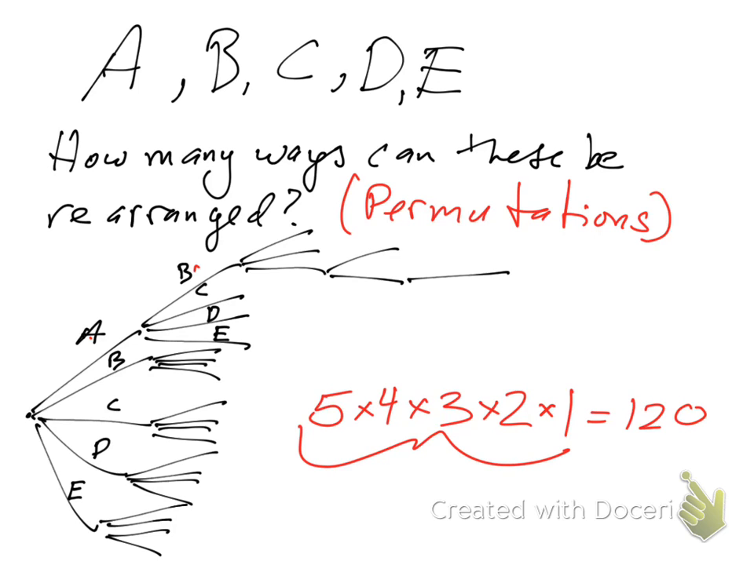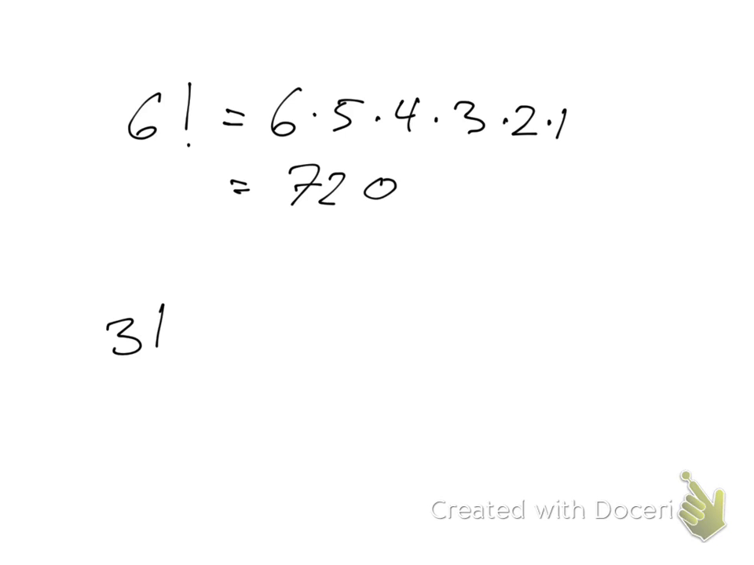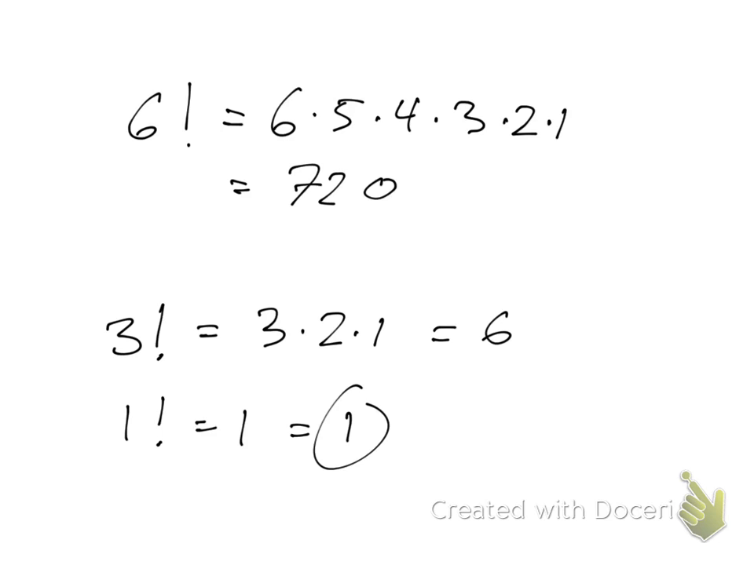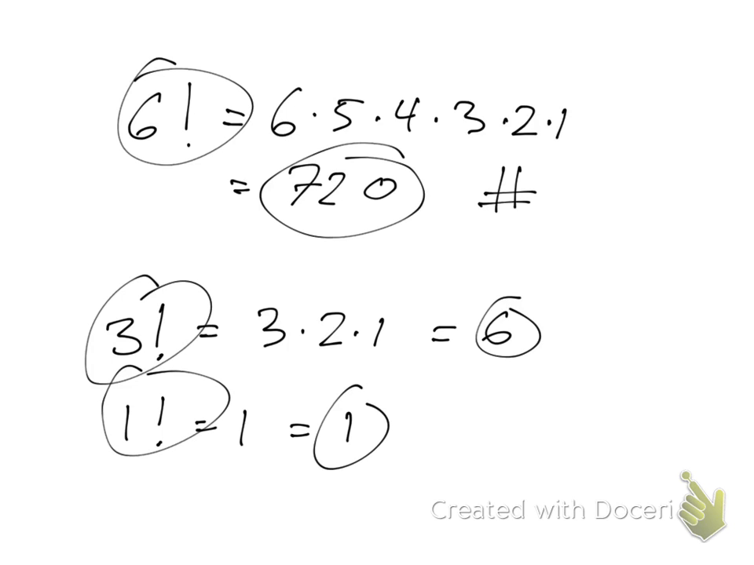And this product, where you take 5 times 4 times 3 times 2 times 1, is referred to as 5 factorial. And 5 factorial means you multiply all of the positive integers between 1 and 5. So, for example, 6 factorial is 6 times 5 times 4 times 3 times 2 times 1, which is 720. 3 factorial is 3 times 2 times 1, which is 6. 1 factorial is simply 1, which is 1. And so these all count the number of permutations.